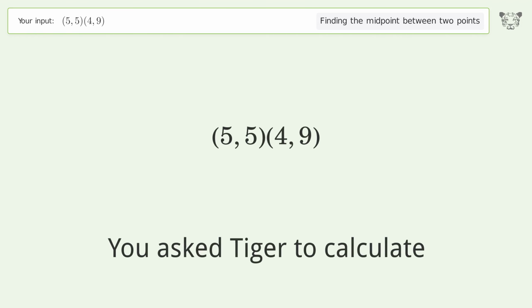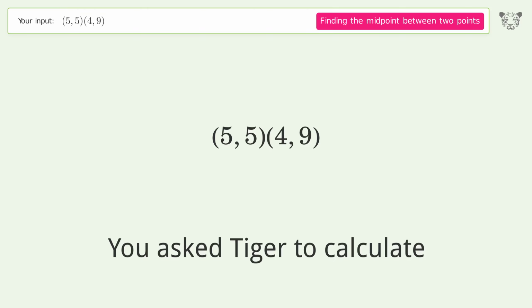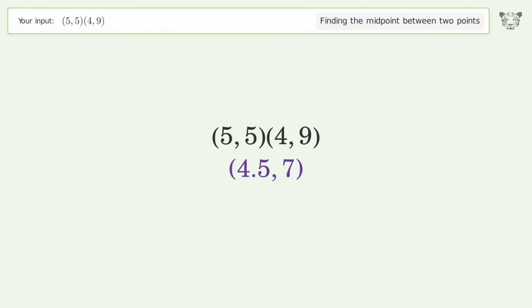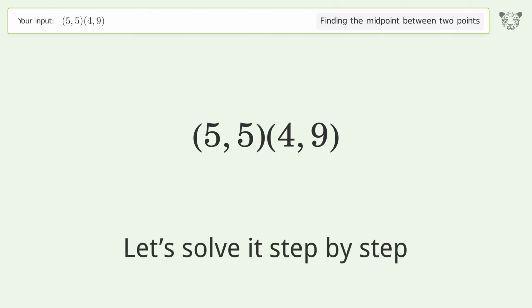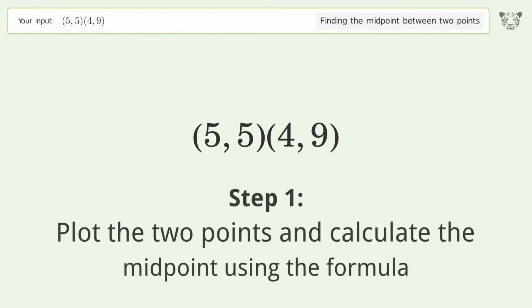You ask Tiger to calculate. This deals with finding the midpoint between 2 points. The midpoint between the 2 points is 4.57. Let's solve it step by step. Plot the 2 points and calculate the midpoint using the formula.